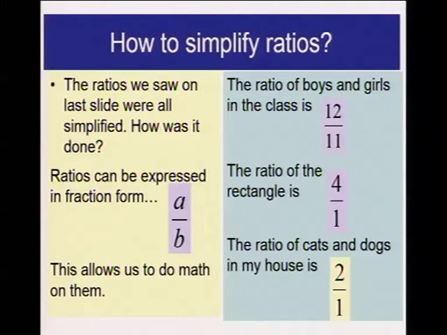Well, let's look at how we arrive at these figures that we are focusing on. The ratios that we saw on the last slide were all simplified. And the question is, how was it done? Let's first look at the ratio of boys to girls. We said the ratio of girls to boys is 12 to 1. Let me put it here on this slide. Let me try to zoom it to see whether, oh, too much, I think.